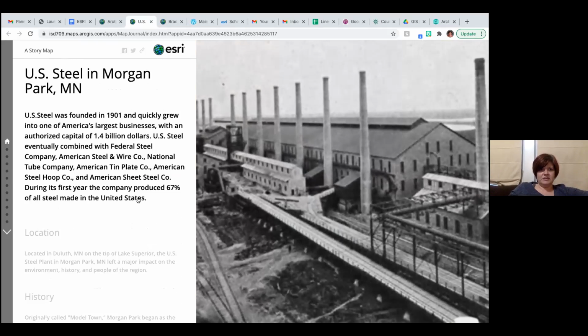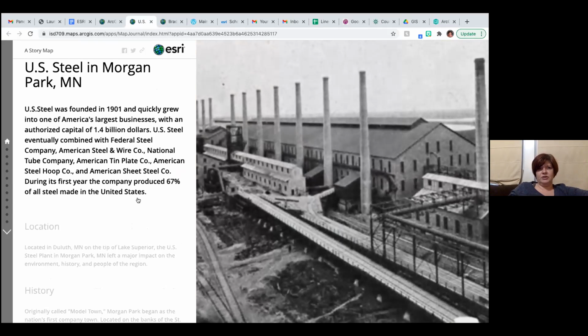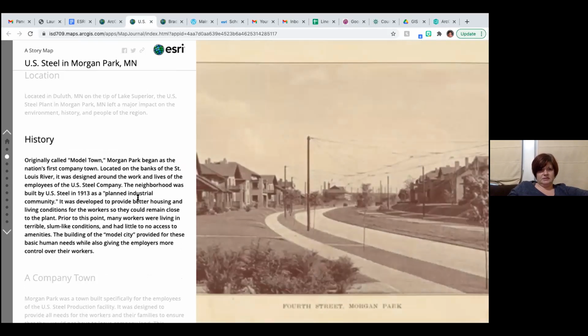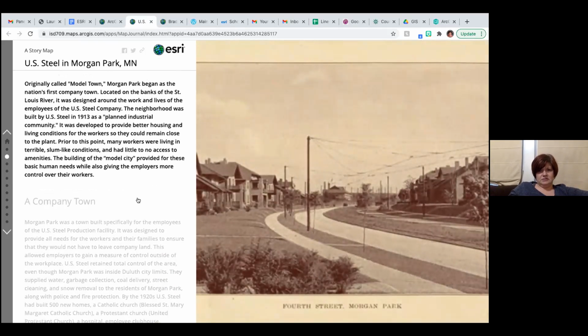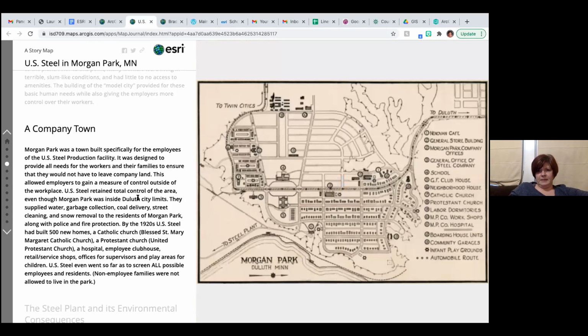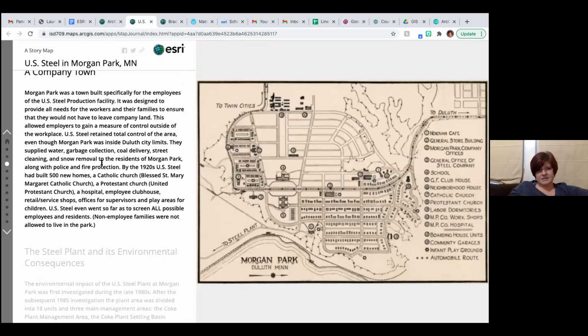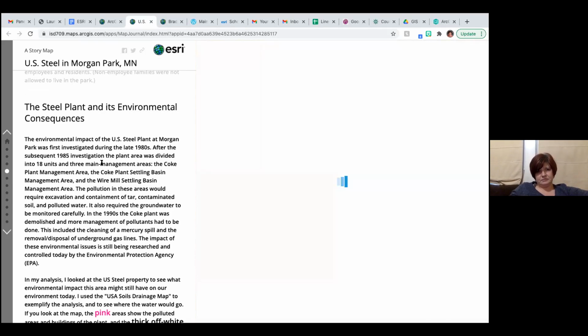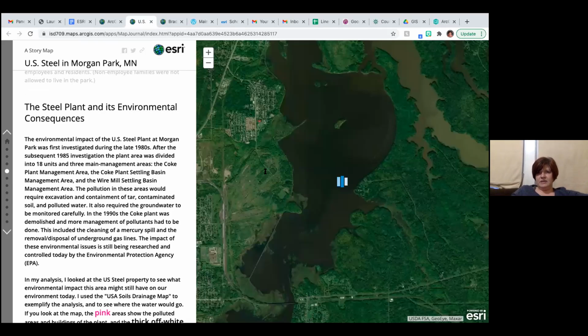So this was one of the winners that looked at US Steel. And they included historic maps. They looked at the environmental consequences of the steel and mapped that out.